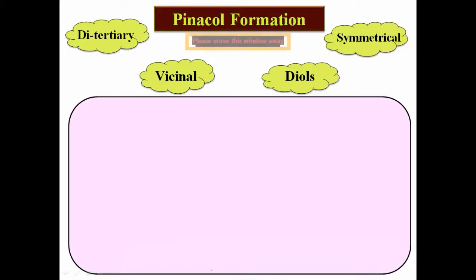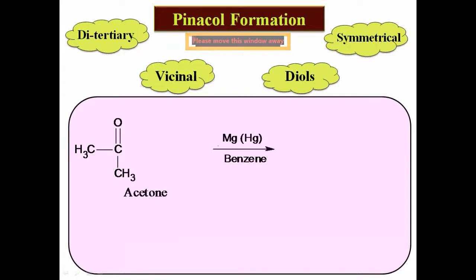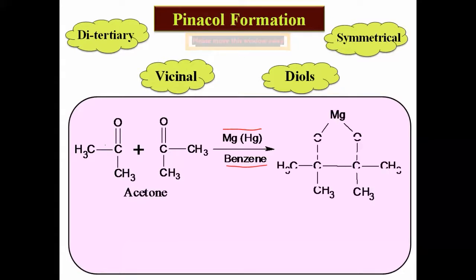Let us see first how that pinacol is prepared. Here the starting material is CH3 C double bond O CH3, and this is nothing but acetone. When that acetone is treated with magnesium amalgam, the reaction is carried out in the presence of benzene solvent. Now here two molecules of acetone participate in the reaction. Those two molecules add with the magnesium, and we get the addition product, and this is the intermediate.